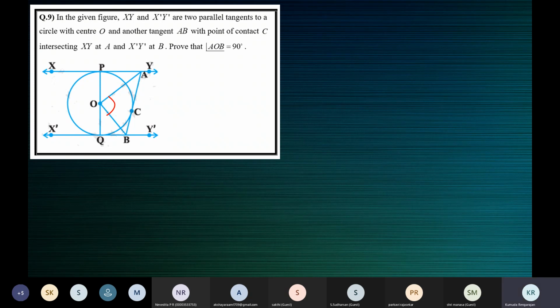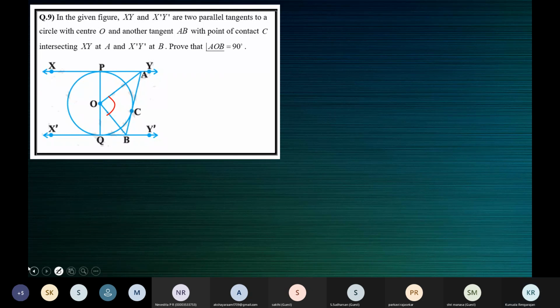So what is given? XY is a tangent at P. X dash Y dash is a tangent at Q. AB is a tangent at C. And we know that PQ is the diameter. Given all this, we need to prove that AOB is 90 degrees.